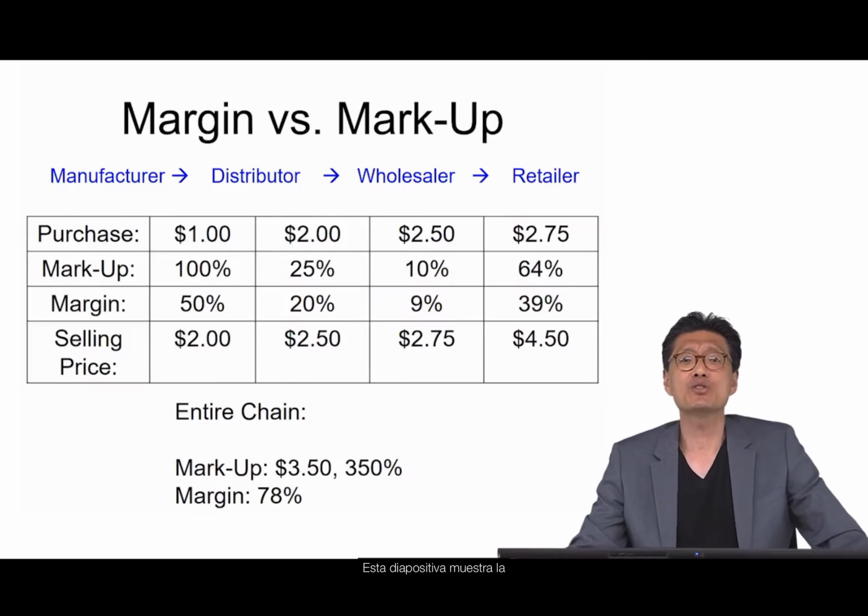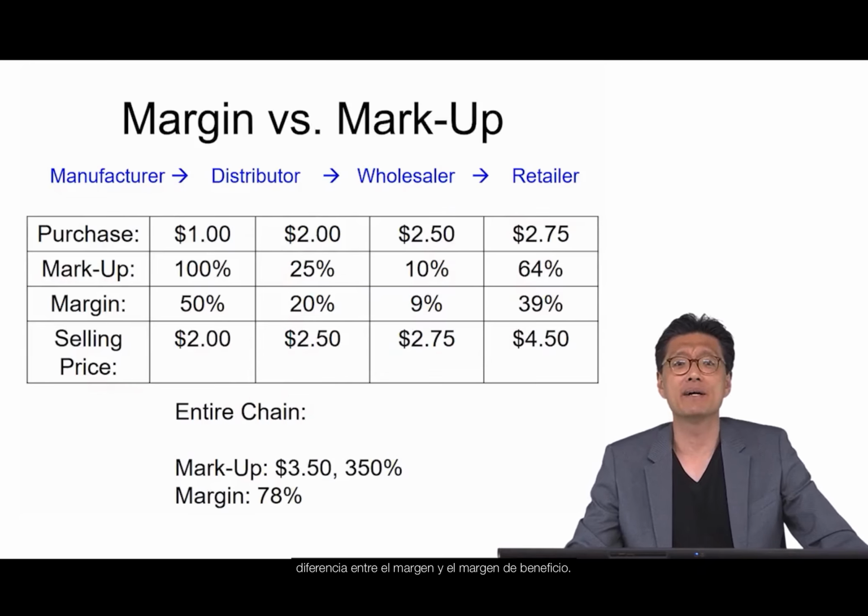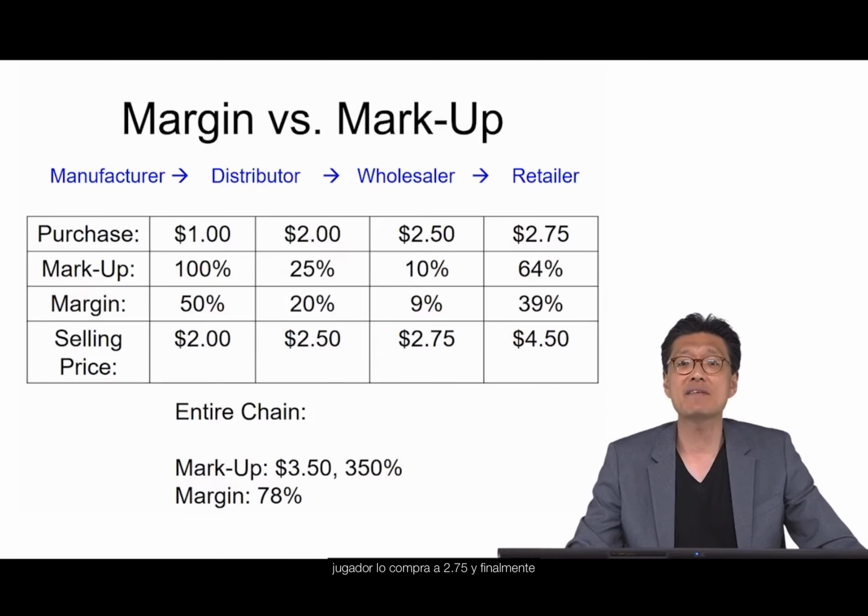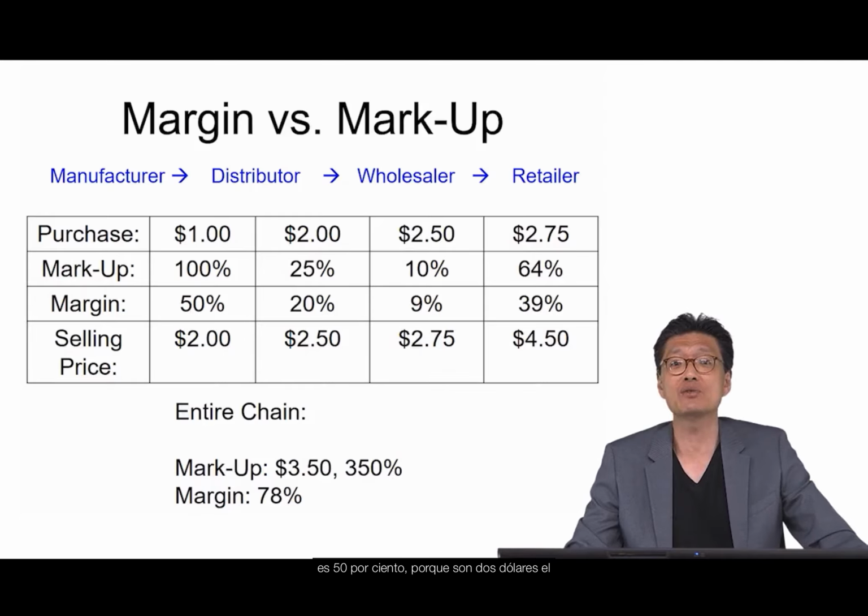All right, this slide shows you the difference between margin versus markup. So this table shows you, okay, if you buy it at $1 and then you sell it at $2, and then the next player buys it at $2 and sells it at $2.50. So the next player buys it at $2.50 and then sells it at $2.75. The next player buys it at $2.75 and then ultimately sells it at $4.50. As we learned before, the margin is 50%. Why? Because it's the selling price minus the purchase price, 2 minus 1, divided by the selling price, which is $2. So that's 1 over 2, which is 50%.